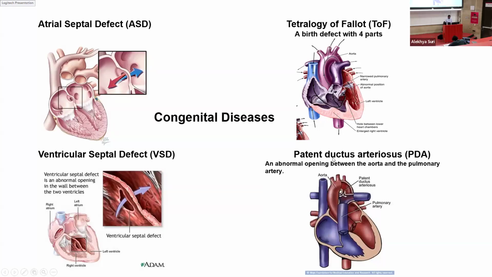And the fourth one is patent ductus arteriosus. It's also called PDA. This is an abnormal opening between the aorta and pulmonary artery. So if you look at the anatomy, the aorta and pulmonary artery are very close to each other. And during a developmental defect, the aorta and pulmonary arteries fuse together. So there will be an opening. So that causes the mixing of blood, and that results in hypertrophy.